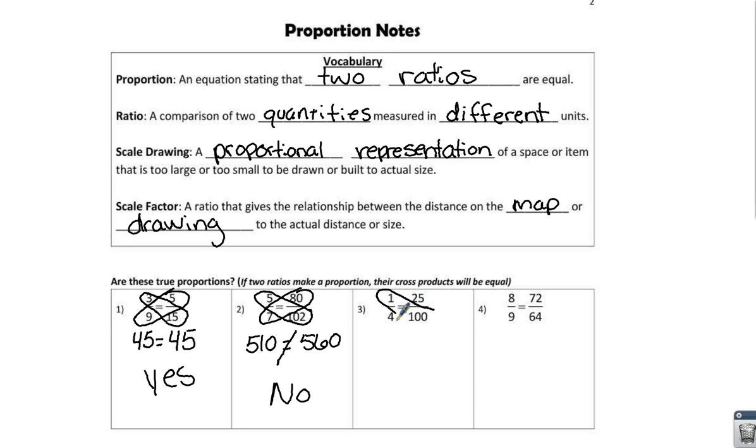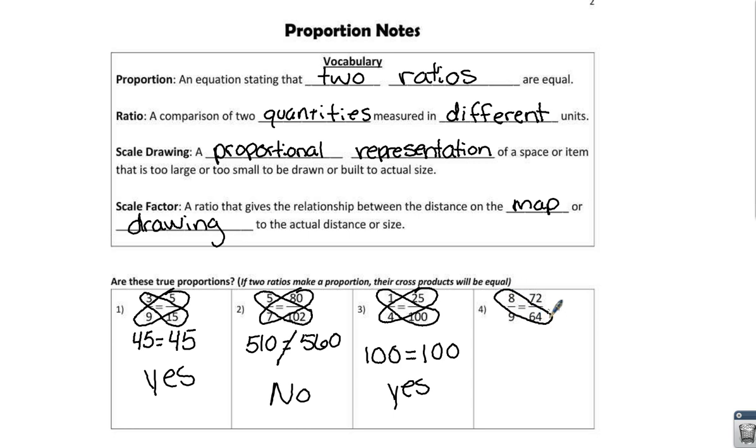Moving on to number 3. Again, we're going to cross multiply. So we have 1 times 100, and 1 times any number is that number. So we have 100 equals whatever 4 times 25 is. So 4 times 25 is also 100. And this is true, so yes, this is a proportion. When it equals the same number, it is a proportion. It's proportional.